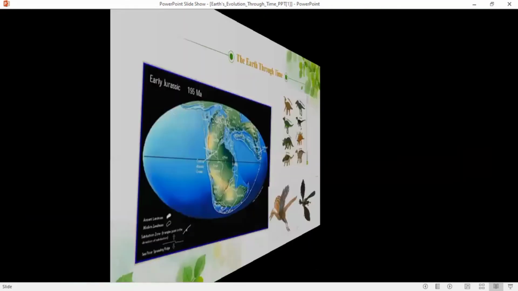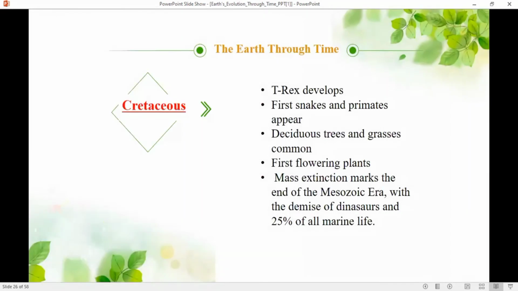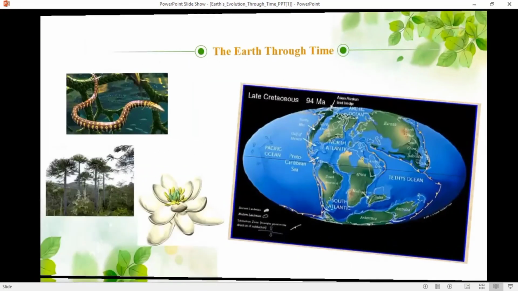Next is the Cretaceous. In the Cretaceous period, the T-Rex developed, and the first snake and the primates appeared. This shows trees and grasses common, and the first flowering plants. In the Cretaceous, mass extinction marks the end of the Mesozoic era with the demise of dinosaurs and 25% of all marine life. The Cretaceous period is the third and final period of the Mesozoic era.